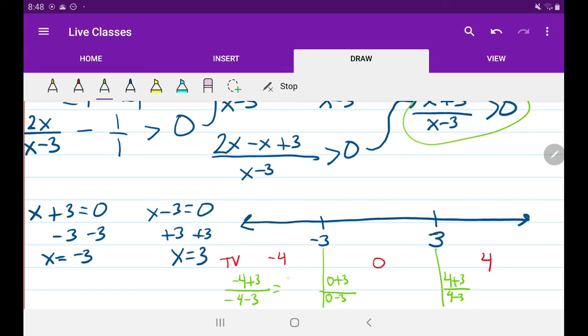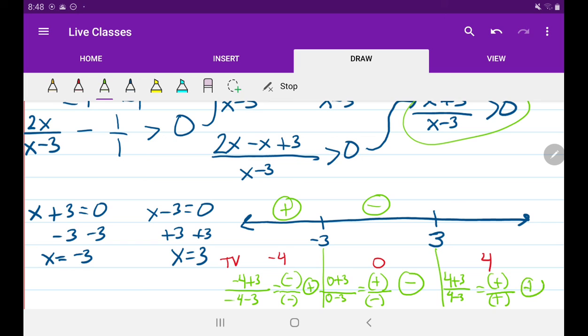So negative 4 plus 3 is a negative. Negative 4 minus 3 is a negative. And a negative divided by a negative is a positive. So I'm positive on the left side. 0 plus 3 is a positive. 0 minus 3 is a negative. So positive divided by a negative is a negative. So I'm negative in the middle. 4 plus 3 is a positive. 4 minus 3 is a positive, right? So positive divided by a positive is a positive. So I'm positive on the right side.